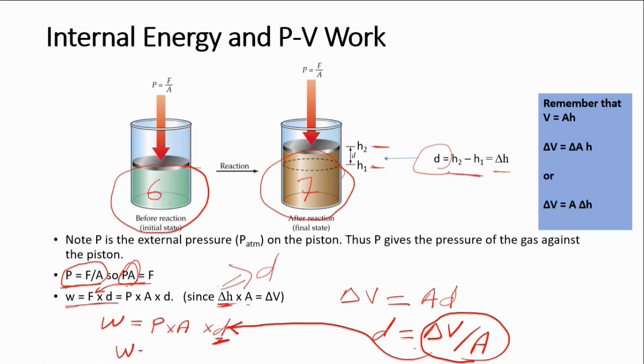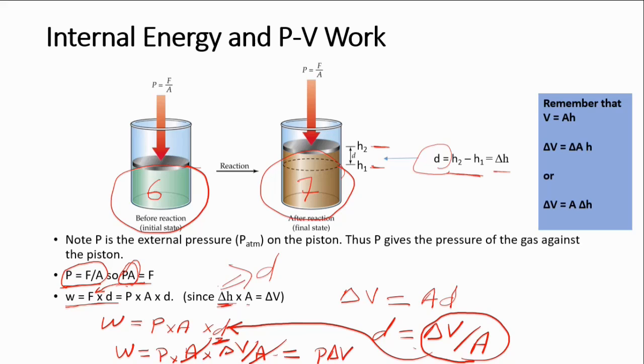If we do that, work is equal to P times A times delta V over A. This A would cancel with that one. And so what you will end up with is that work is equal to P delta V.